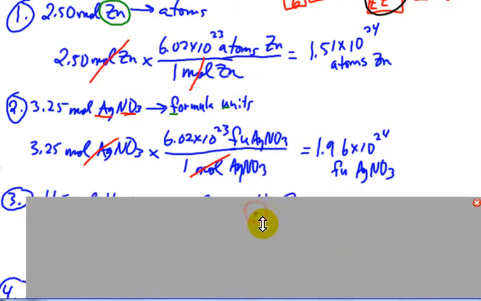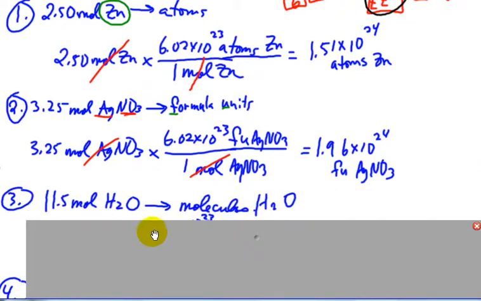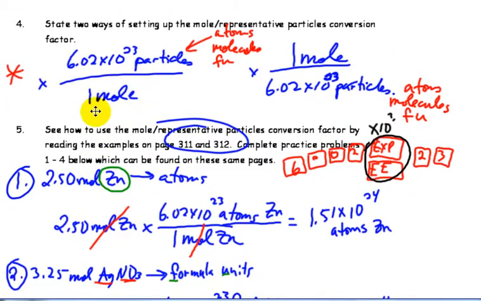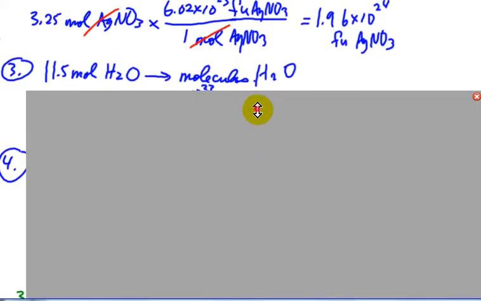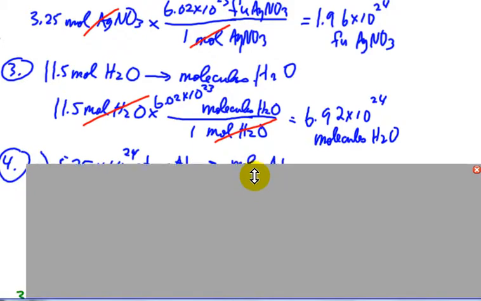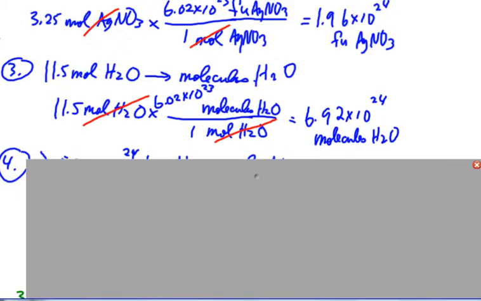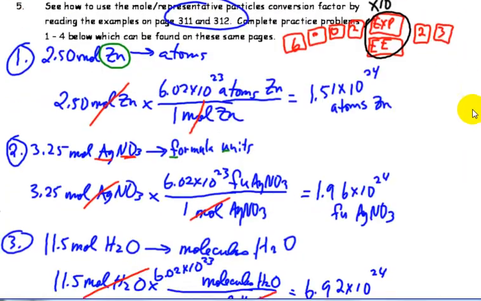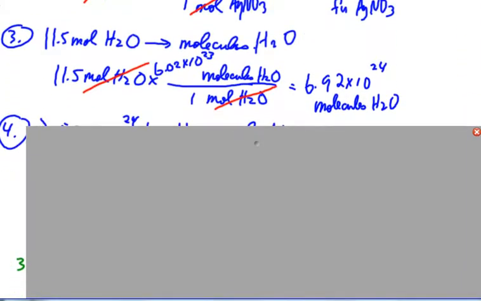Okay, the next question, number 3. 11.5 moles of water going into molecules. So moles is before, molecules is after, so it's the same conversion again. So multiplying by 6.02 times 10 to the 23rd over 1 mole, we should have got 6.92 times 10 to the 24 molecules. So if you're not getting those answers, please be sure to call me and we'll take a look at what went wrong. Okay? Now I'm not sure how much room you actually have on your booklet, so you may be doing this on loose leaf, which is fine.